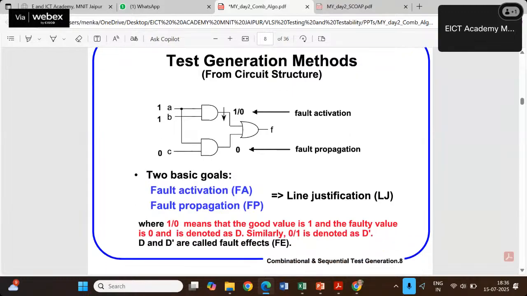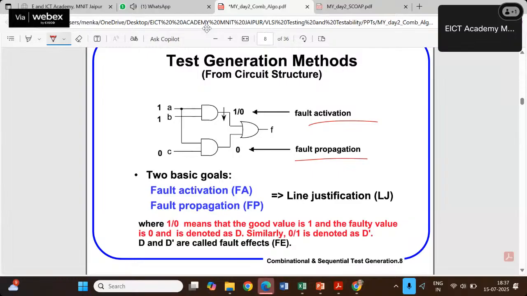Now, how to generate the test pattern from the circuit structure. In order to generate the test vector from the circuit structure, I have discussed earlier what we have to do. First of all, we have to go for the fault activation. Then we have to do the fault propagation. Fault activation means the goal is to bring just the opposite of the value of the stuck at fault.